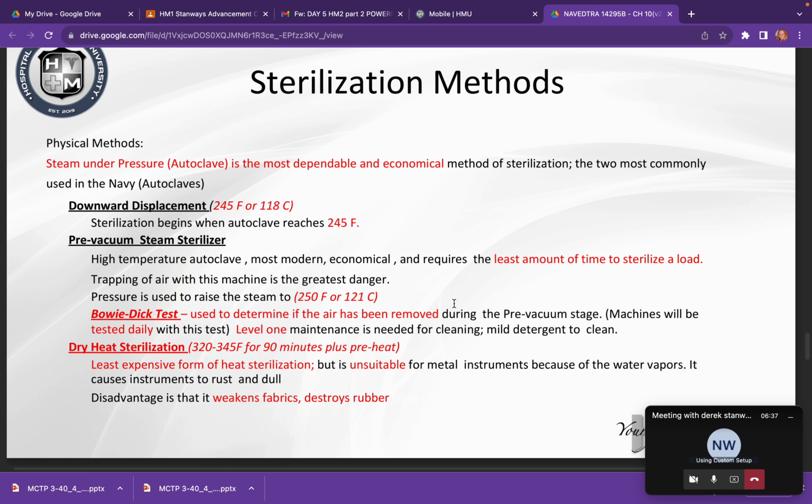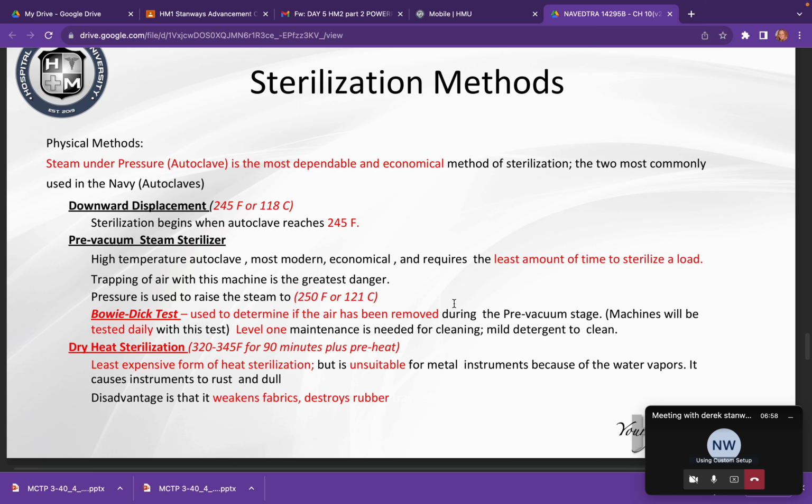Pressure is used to raise the steam to 250 degrees Fahrenheit or 121 degrees Celsius. The Bowie-Dick test is used to determine if the air has been removed. That is a test that we conduct daily at midnight just to ensure that the autoclave is properly reaching its correct temperature, doing what it needs to do, and that is removing that air.